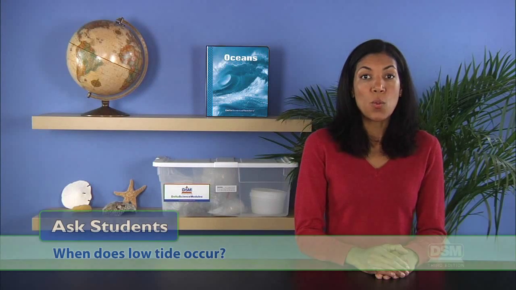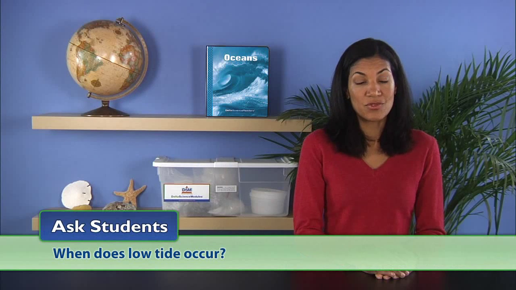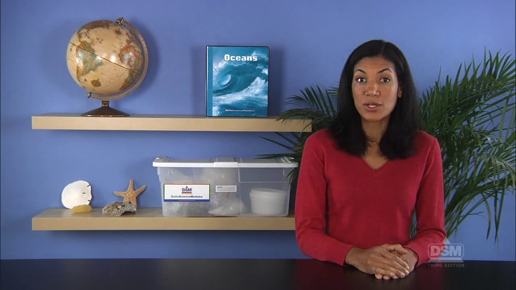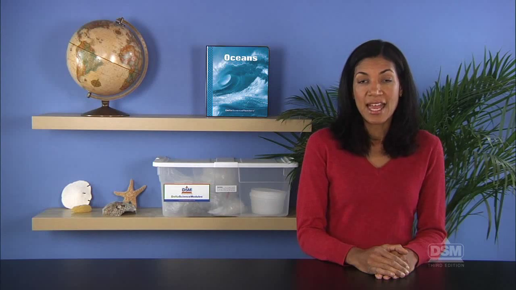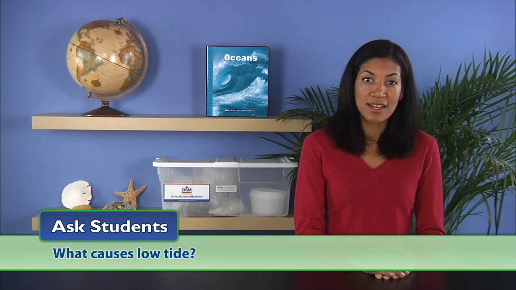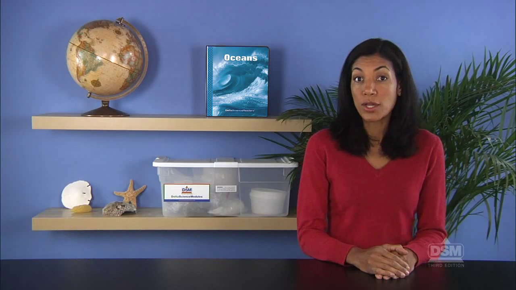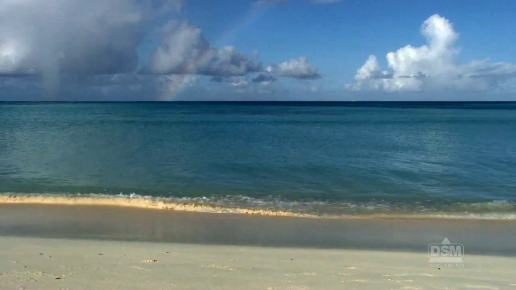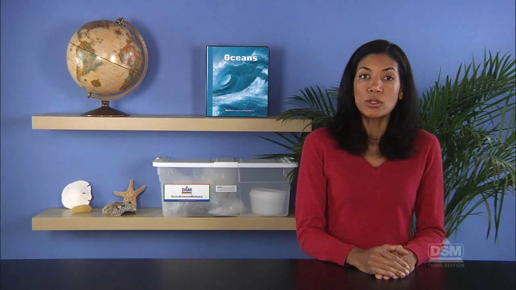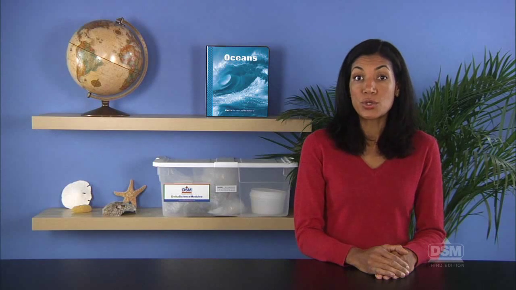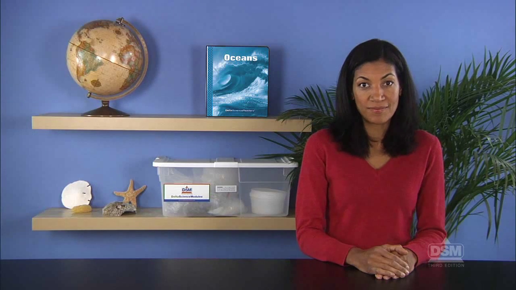Ask students, when does low tide occur? Students should figure out that low tide occurs between high tides. Ask what causes low tide. Help students understand that low tide is caused when water drains from the region between two tidal bulges. Low tide is the trough between two enormous wave crests.